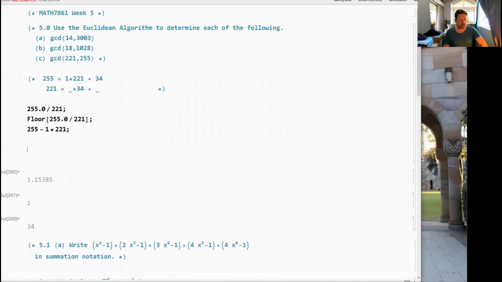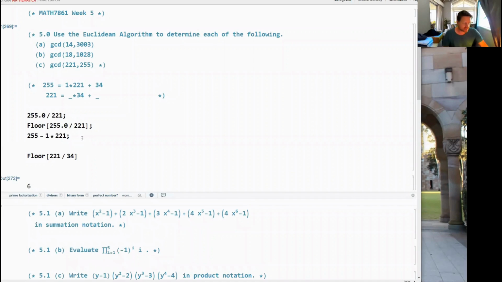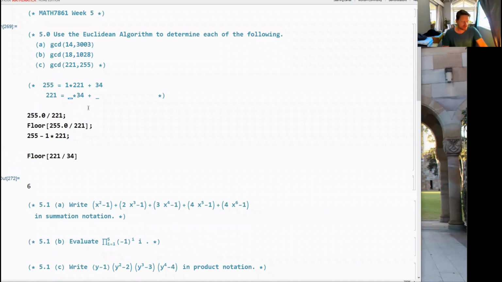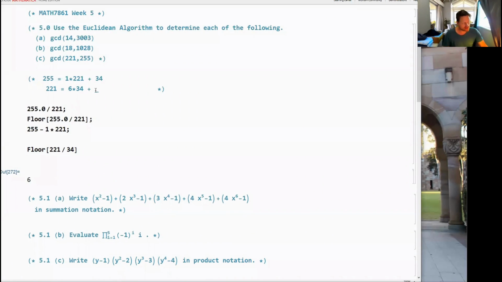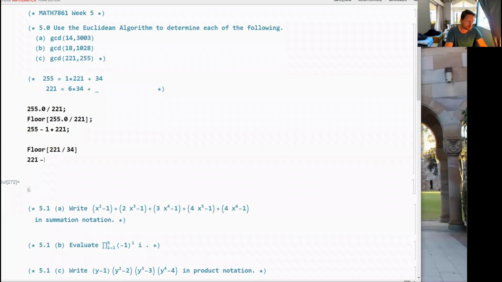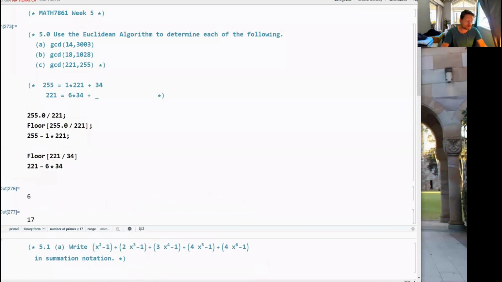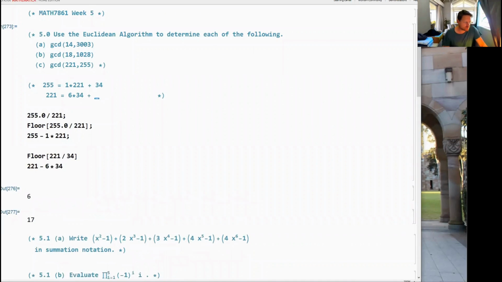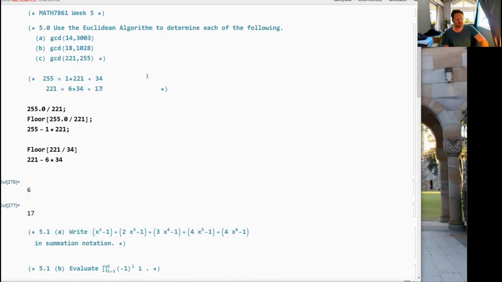Of course, you can do this by hand or with a calculator. So what we want is the floor of 221 divided by 34. Okay, so we get 6, and we put that quotient there. Then we calculate the remainder in the same way: 221 minus 6 times 34. So 17, and we put a remainder there. And then we repeat this.